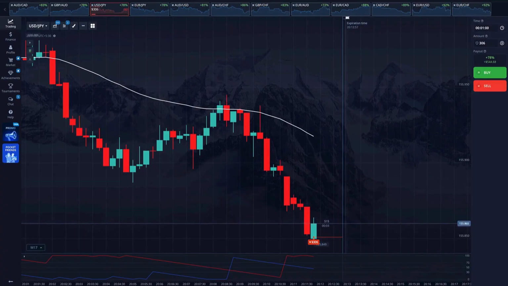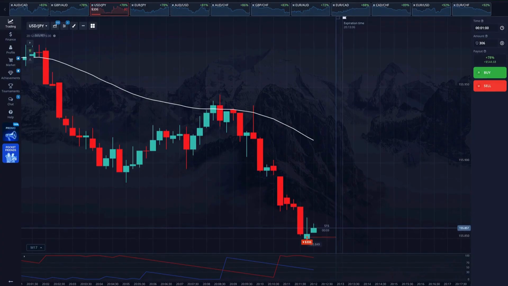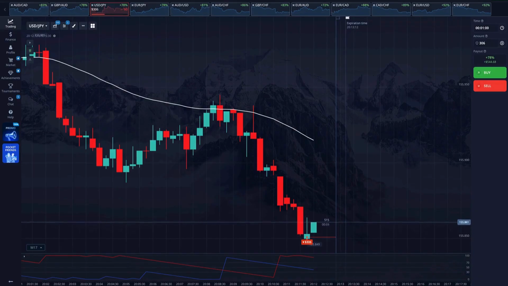I want you to focus on this setup right here. First, my eyes go straight to the white 50 EMA line. The candles are forming clearly below it, which tells me the overall trend is bearish and I should only be looking for sell trades. But a downtrend isn't enough. I need the specific timing.